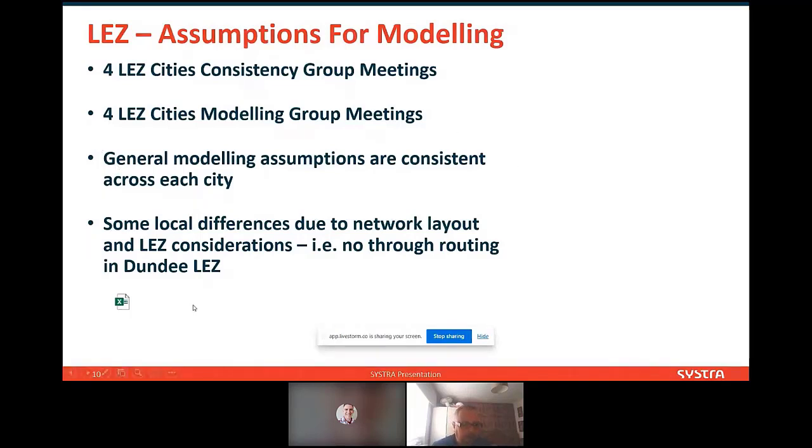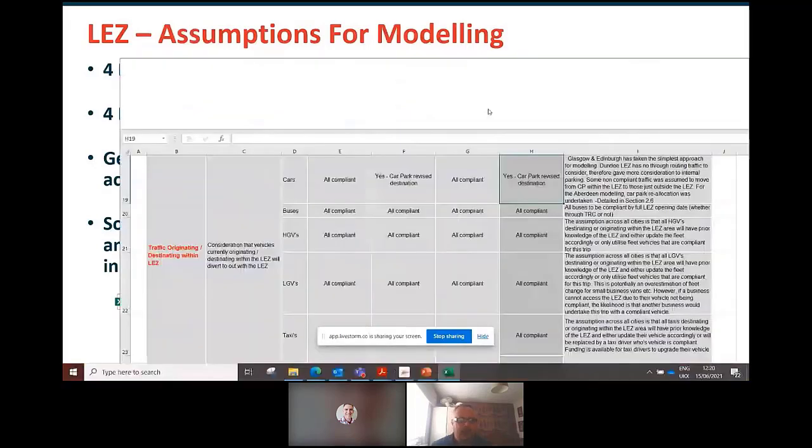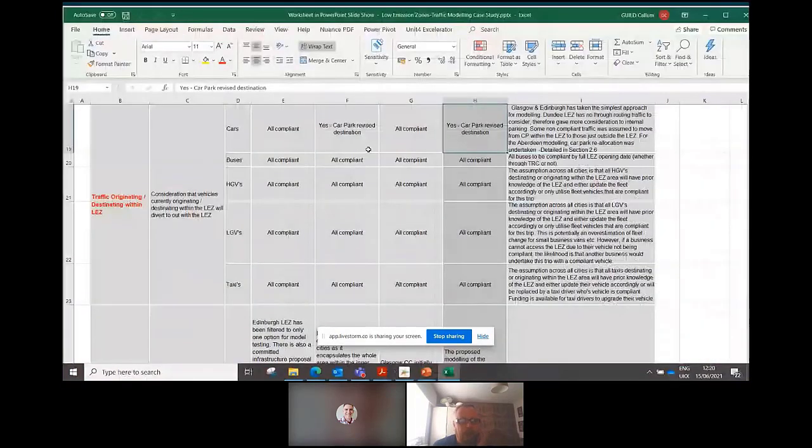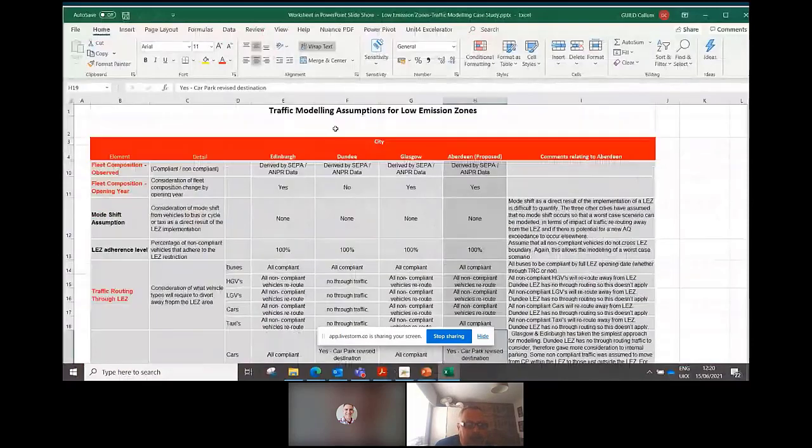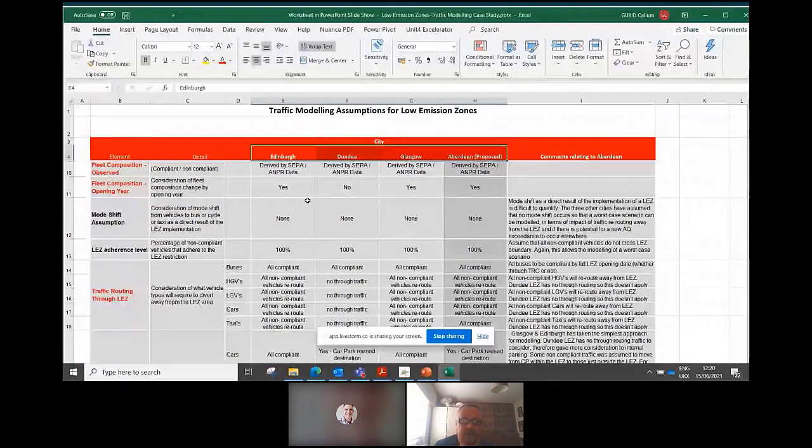There's a couple of things I just wanted to highlight. Just click on this Excel sheet here. I'll come on to the model itself shortly. It's just a couple of points I wanted to make about the assumptions that we apply in the model. So we have the 4 cities here. So we kept cognizance of what was happening in all the other cities.